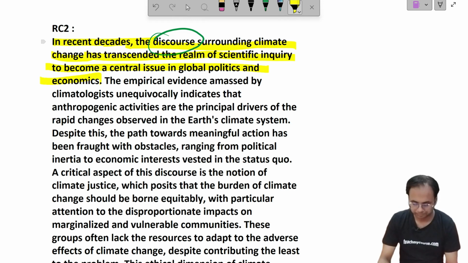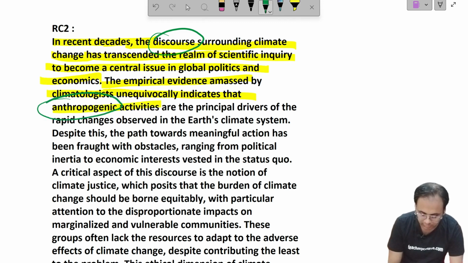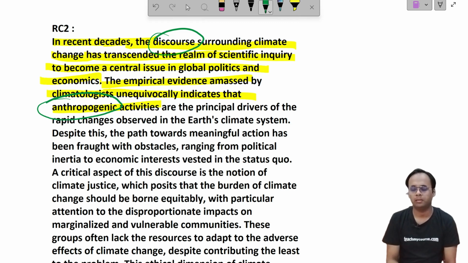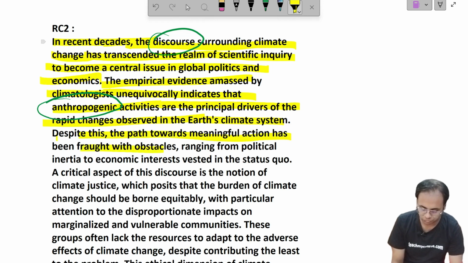The empirical evidence amassed by climatologists unequivocally indicates that anthropogenic activities, what are anthropogenic activities? Activities originating from humans. So activities by humans are actually resulting in the climate change. So they are the principal drivers of the rapid changes observed in Earth's climate. Despite this, the path towards meaningful action has been fraught with obstacles.